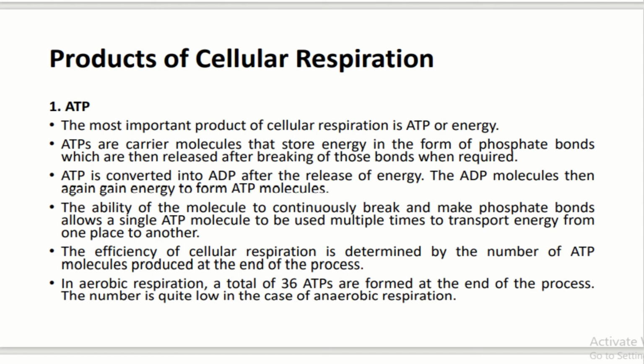The ability of the molecule to continuously break and make phosphate bonds allows a single ATP molecule to be used multiple times to transport energy from one place to another. Efficiency of cellular respiration is determined by the number of ATP molecules produced at the end of the process. In aerobic respiration, a total of 36 ATPs are formed at the end of the process. The number is quite low in the case of anaerobic respiration.